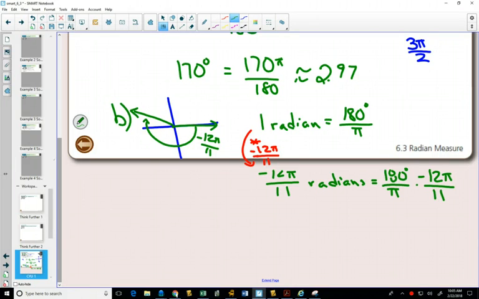One thing that's nice is your pi's will cancel out. If we type this into our calculator, to the nearest tenth, this is negative 196.4 degrees. Does that match up with the diagram that we've shown? Does our diagram look like 196 in the negative direction? Yes.